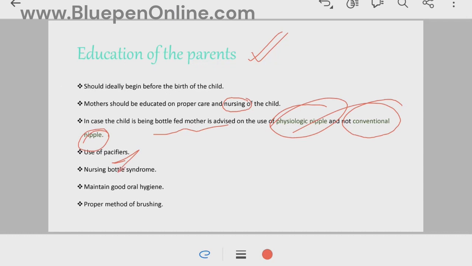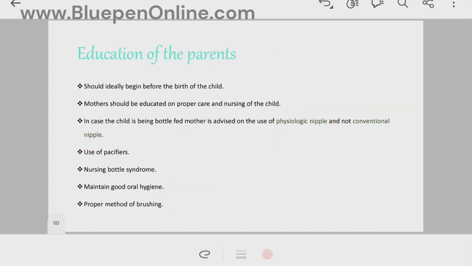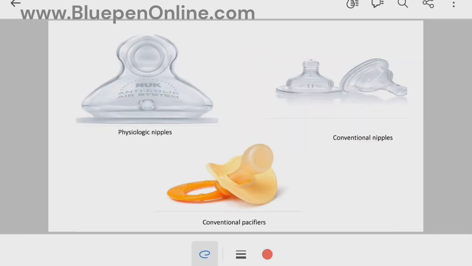Use of pacifier, you have to take care of that also. Maintain good oral hygiene and a proper method of brushing. These are all things that you should tell the mother. The child is at a very small age, so parents have to help the child. That's the reason why we have to educate the parents first in this stage, the deciduous and the mixed dentition stage. Coming to the next slide, you can see some nipples here.